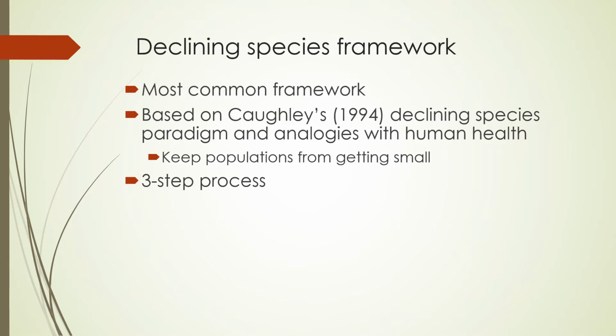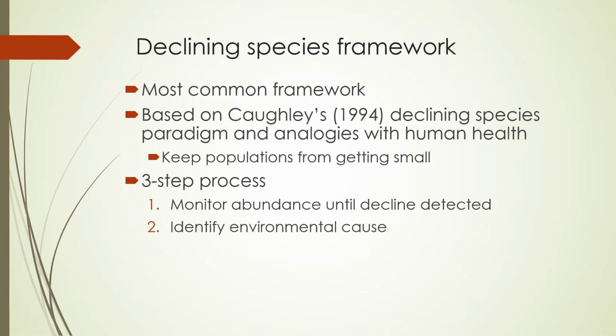And it's a three-step process. So step one is monitoring the abundance of a species or a group of species until a decline is detected. Secondly, identify the environmental cause. And then third, do whatever you can to ameliorate the cause.